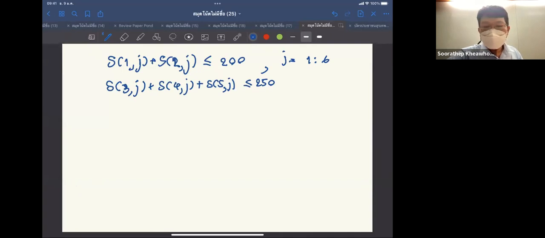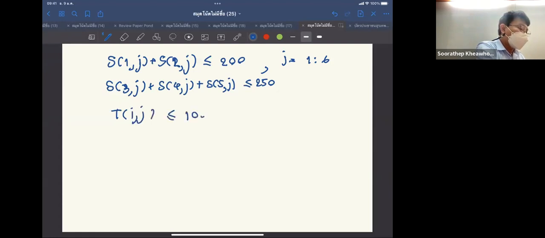What else? It is possible to store up to 1,000 tons of each raw oil. That is the capacity of the storage tank. So TIJ is less than or equal to 1,000. Also define the IJ clearly. Any question? No?